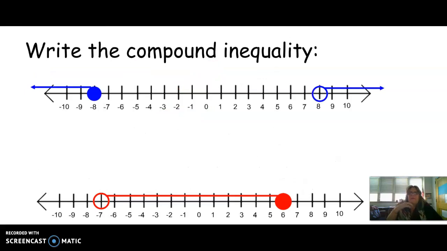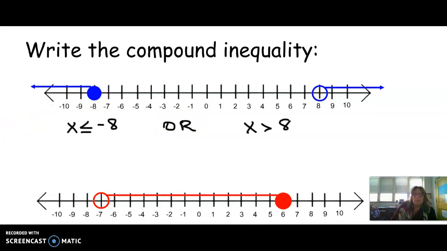Now let's say that we have a graph and we want to write the inequality statement. So I've got two statements. I've got x, closed circle, points to the left, less than or equal to -8. And I've got x, open circle, points to the right, greater than +8. They're pointing in two opposite directions, so this is a disjunction, so it's separated by the word or. And that's how you would write that one.